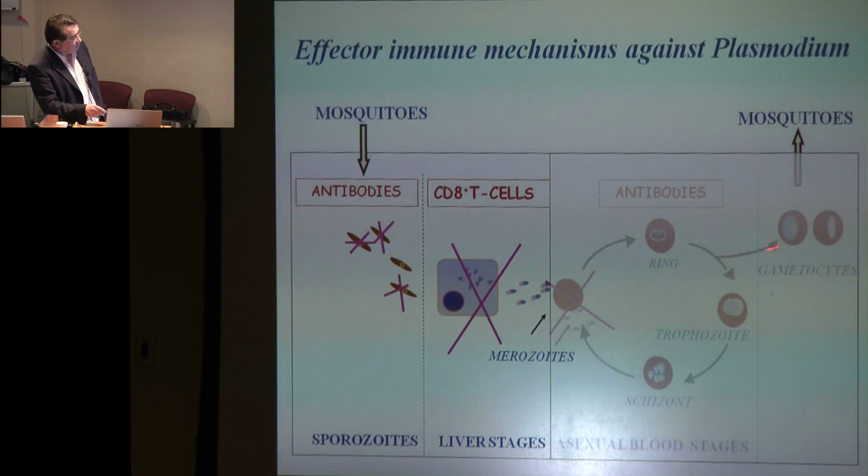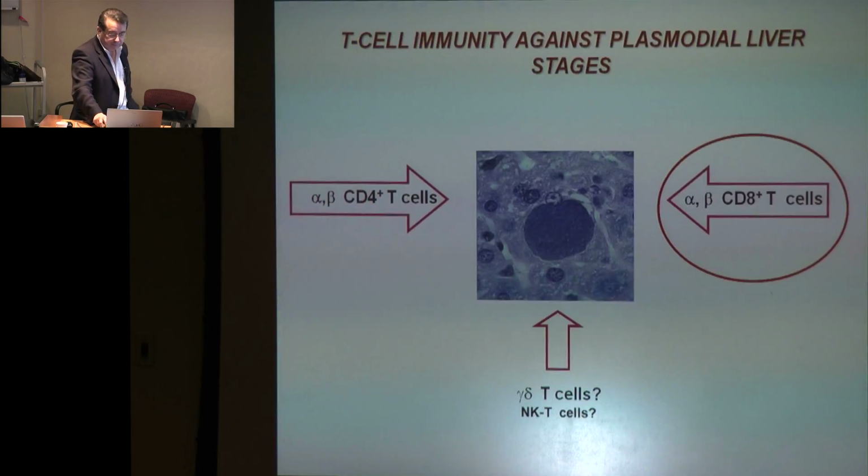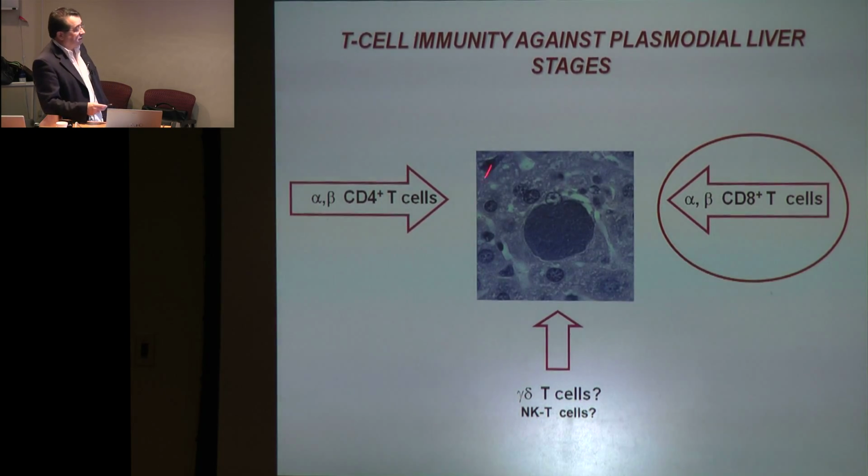The immunology of these different stages is completely different because, as I said before, the antigenic makeup is absolutely distinct. Immunity against these stages does not have much of an effect against blood stages, and vice versa. So it's like two different parasites that we work on. Okay, so what do we know about T cell immunity against liver stages?